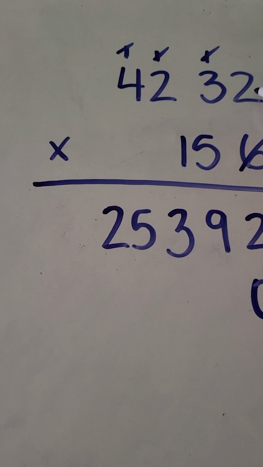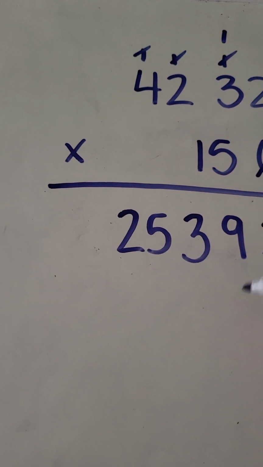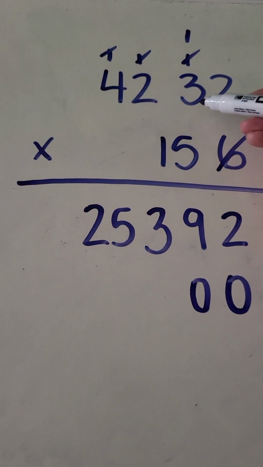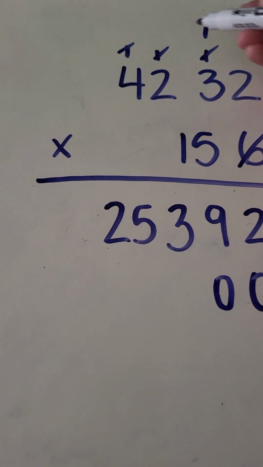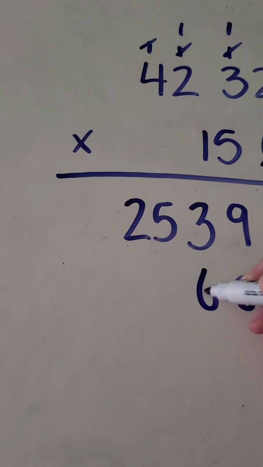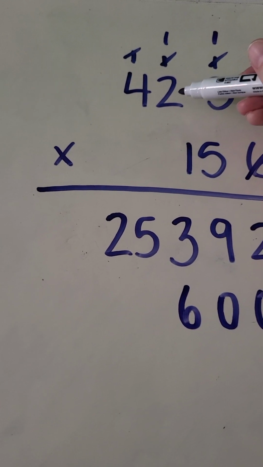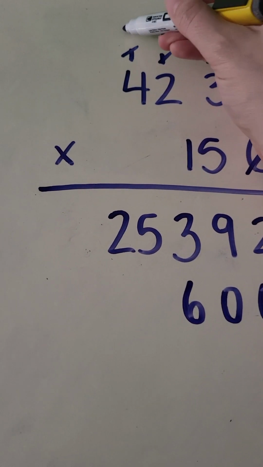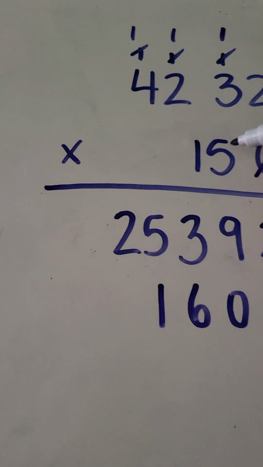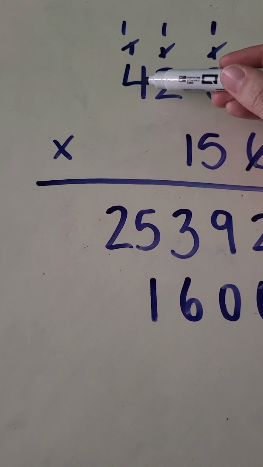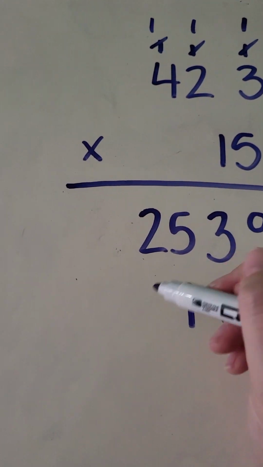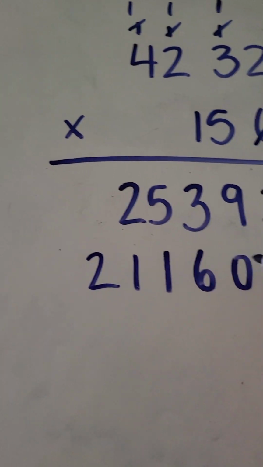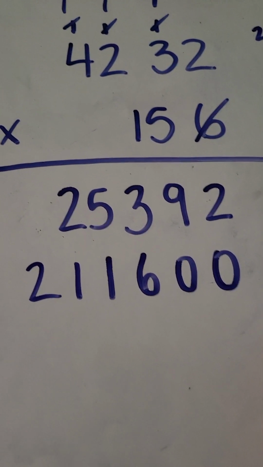Here we go. 5 times 2 is 10. 5 times 3 is 15, plus 1 is 16. 5 times 2 is 10, plus 1 is 11. And then 5 times 4 is 20, plus 1 is 21. Numbers are nicely lined up.